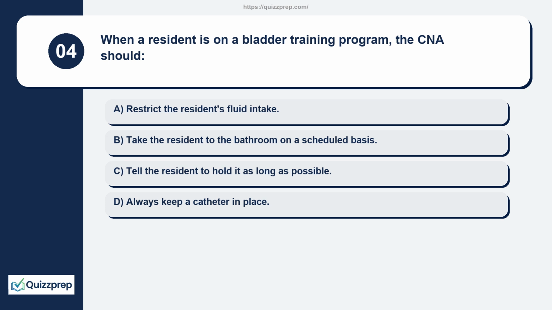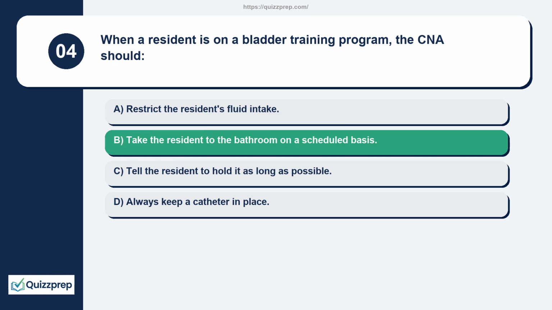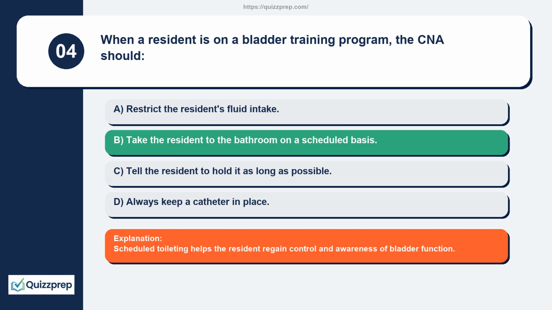Question 4. When a resident is on a bladder training program, the CNA should restrict the resident's fluid intake, take the resident to the bathroom on a scheduled basis, tell the resident to hold it as long as possible, always keep a catheter in place. Scheduled toileting helps the resident regain control and awareness of bladder function.